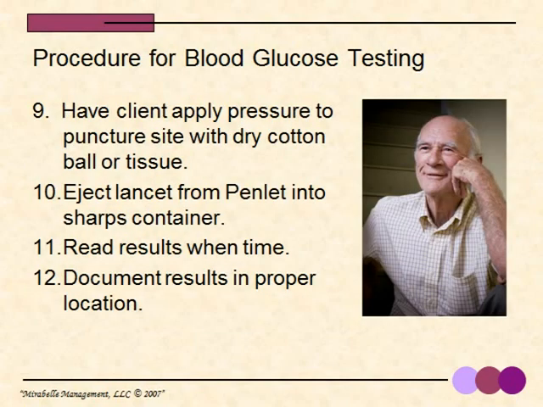The client can apply a little pressure to the puncture site with a dry cotton ball or tissue. Eject the lancet from the penlet directly into a sharps container. The results will be displayed on the face of the glucometer in a matter of seconds. Read and record the results in the proper location.